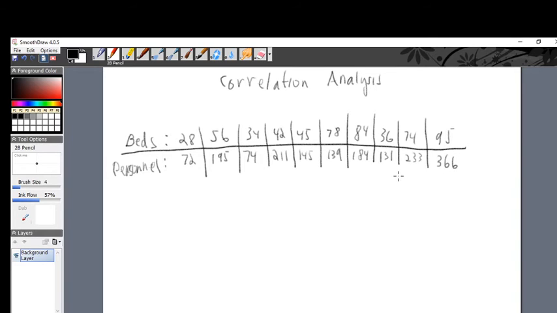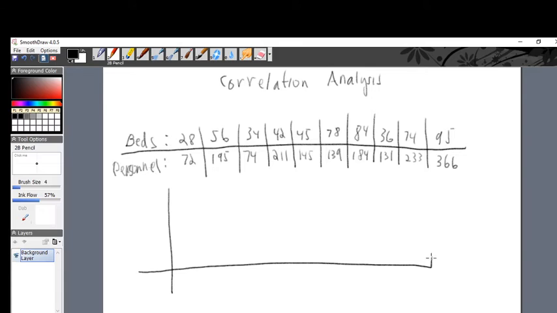Okay, so logic dictates that the more beds you have, the more patients there are, the more personnel there should be, right? It would be a bigger hospital. But we want to see, basically, sort of scientifically, whether that bears out. So the way that works is to draw a scatter plot.